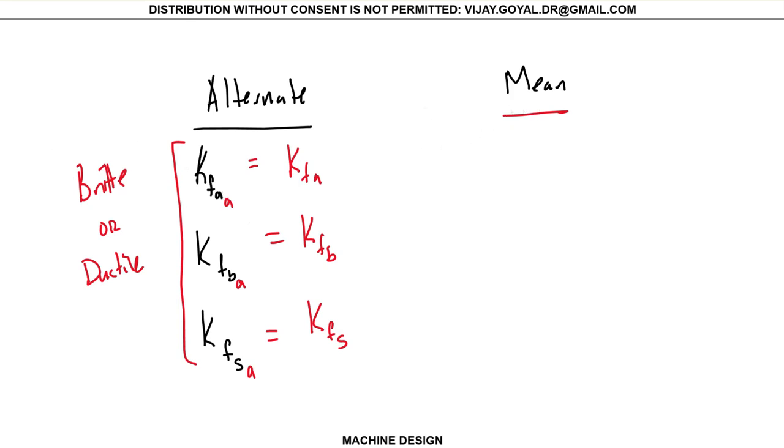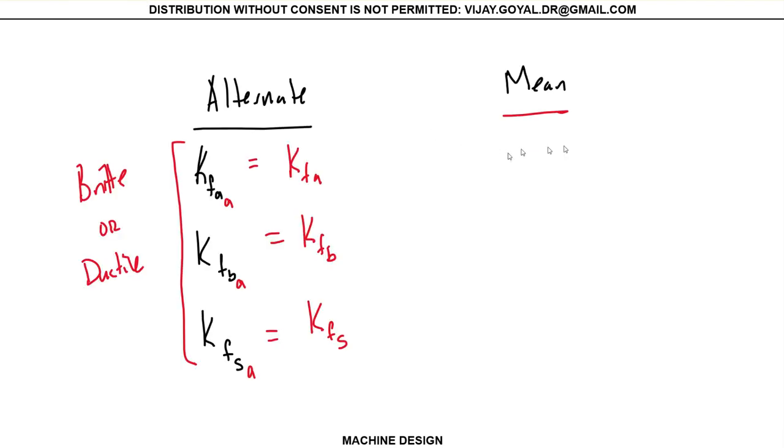Now for mean, let me go to the next chart. Actually, let me stay here. For brittle, it is very easy.